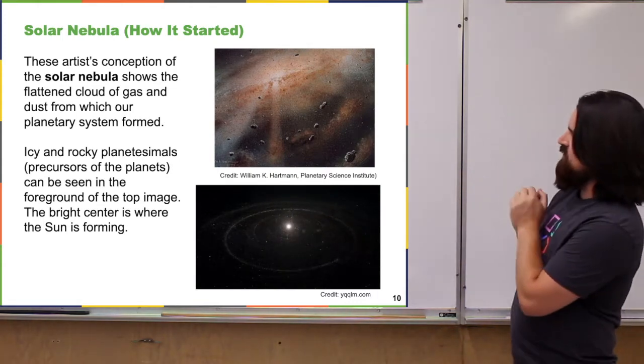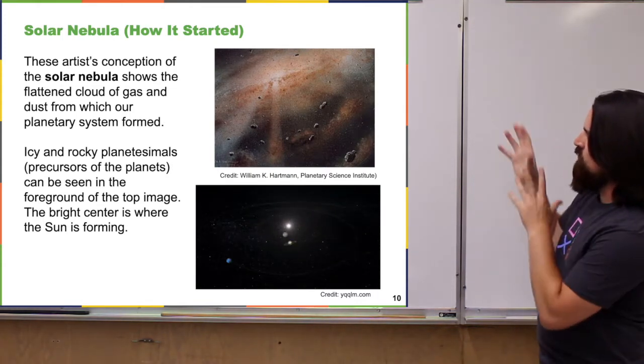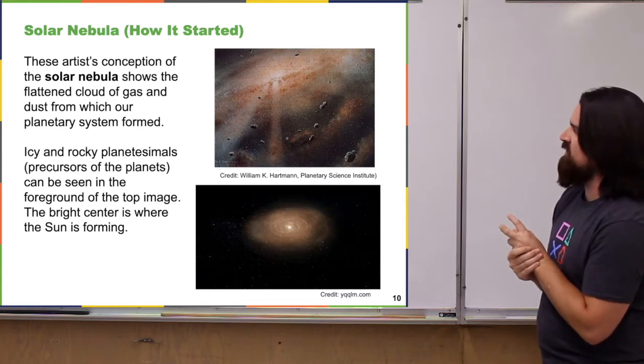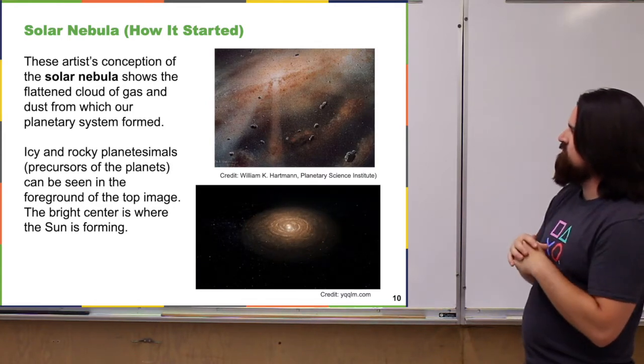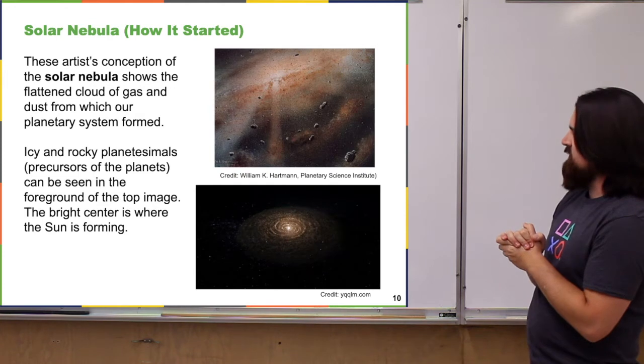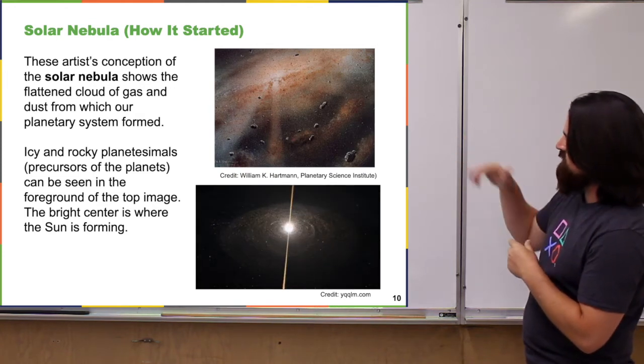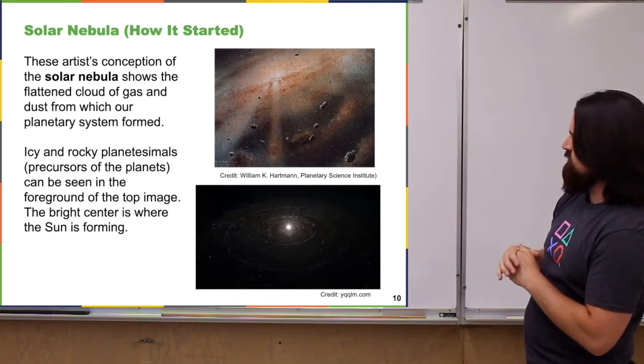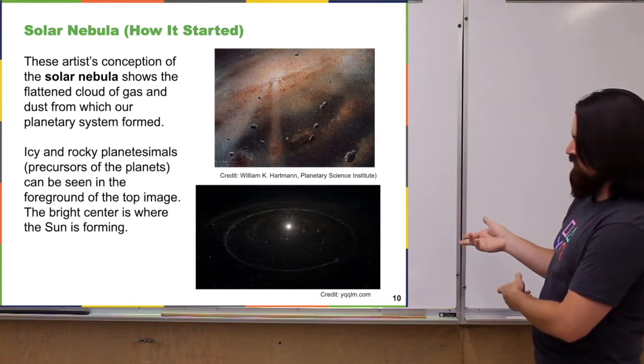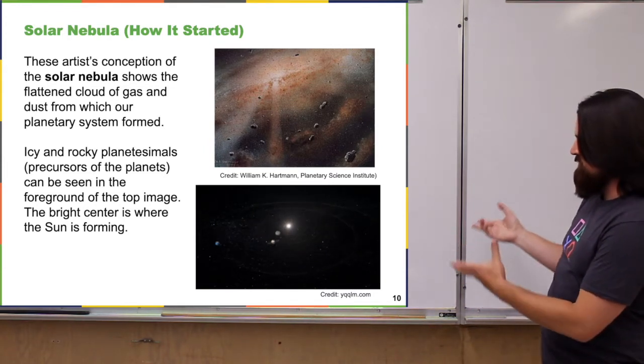This is just an artist's rendition of what the early solar system might look like. This solar nebula, right? This cloud of dust and rocks forming, these larger and larger rocks forming. And this is a nice little animation of that whole process, right?